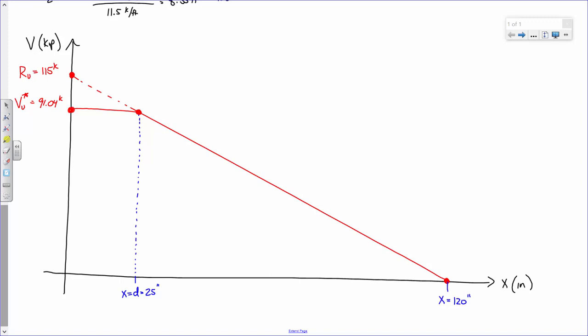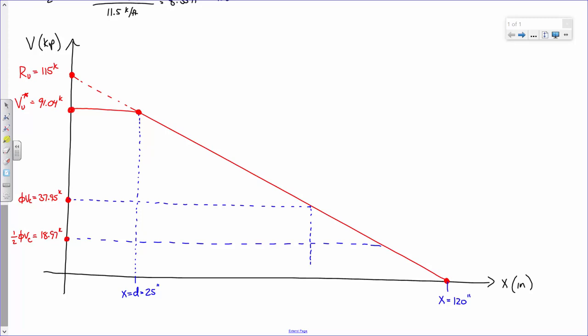37.95. So that's going to be somewhere about right here. So this is FVC, 37.95. And half of FVC is going to be about like that, 18.97, right? And so what I'm interested in is where does that occur? Well, where is this point right here?